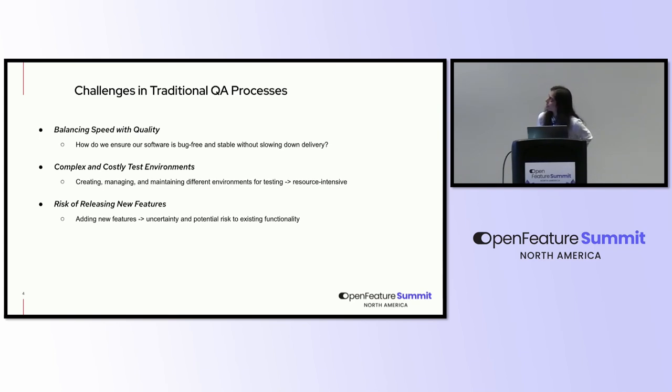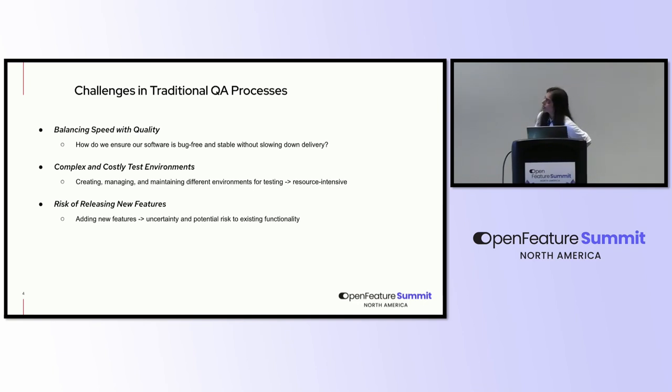So these are some challenges in the traditional QA processes. First is balancing speed with quality, because as you all know, in today's fast-paced development environment, software teams face increasing pressure to deliver quickly while still ensuring high quality. Tight release cycles, continuous delivery expectations, and rising customer demands for stability create a natural tension between speed and quality. So you need to balance it. It's one of the challenges. So the question becomes: how do we ensure our software is bug-free and stable without slowing down delivery? This sets up the need for new strategies that enable rapid yet reliable testing.